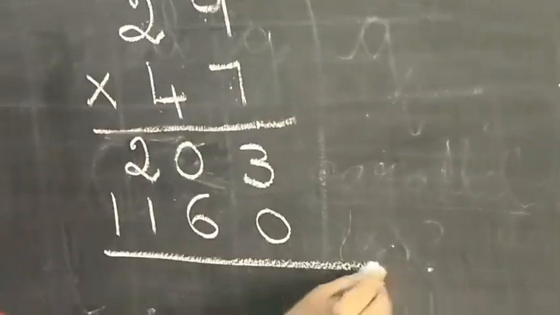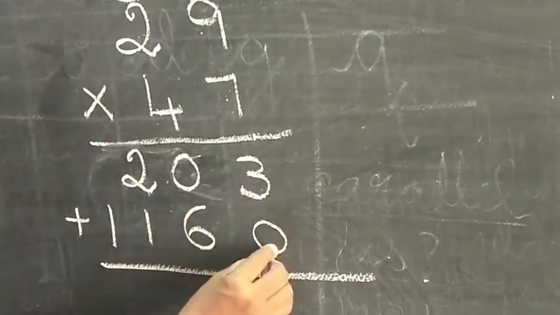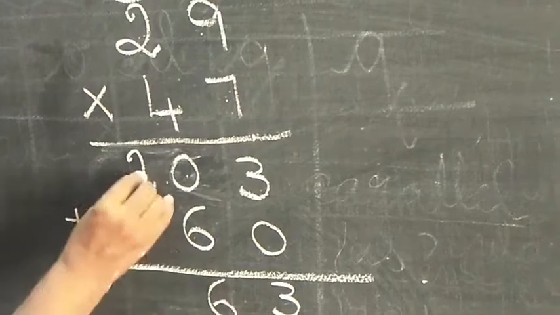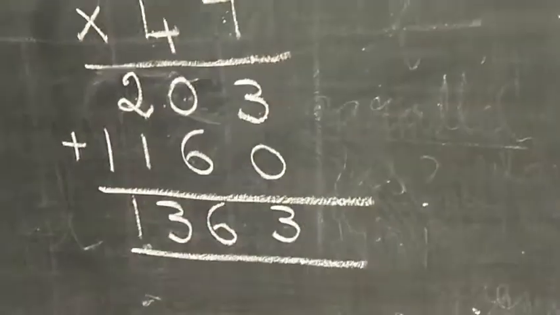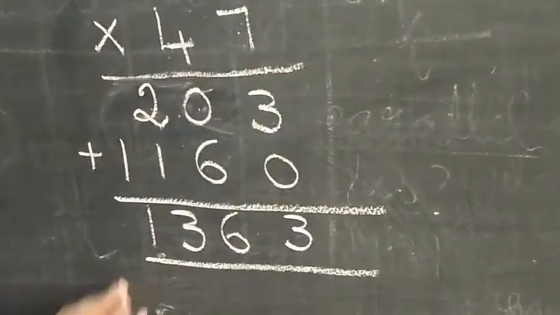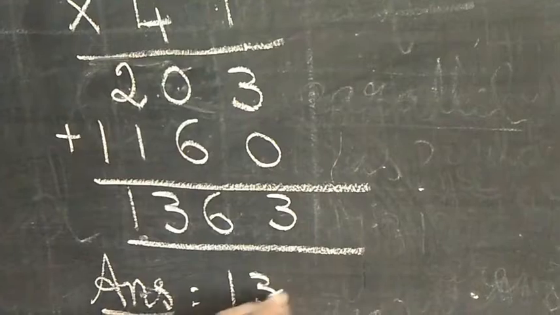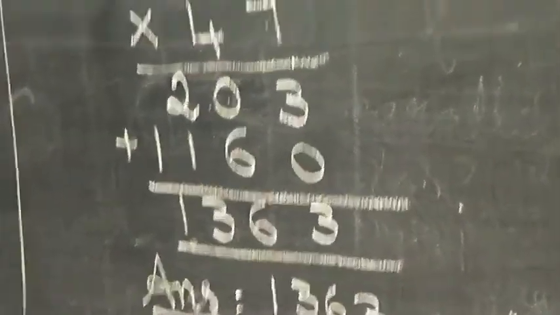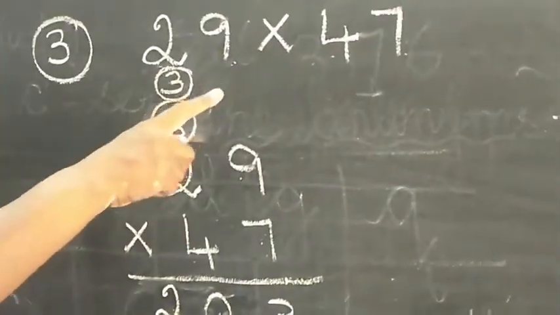So now what you have to do children? You have to add these both numbers. 3 plus 0, 3. 0 plus 6, 6. 2 plus 1, 3. You have to bring down this 1 as it is. So what's the answer? 1363. Okay children, are you thorough with these sums?